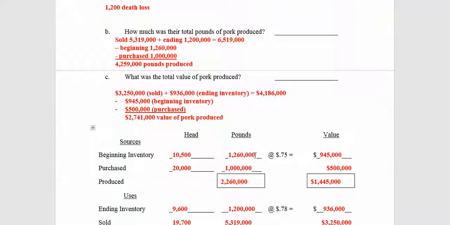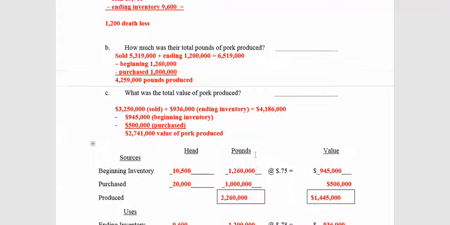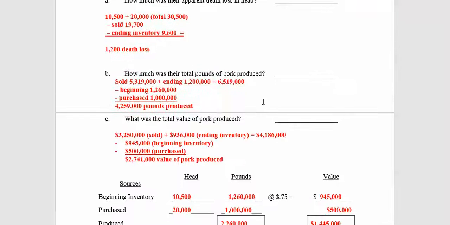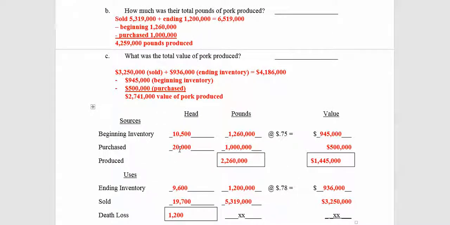So that's a total of 1,260,000 pounds. We then purchased throughout the year at some point, maybe multiple times. In fact, in this case, it would have been 2 separate times we would have purchased 10,000 head of pigs. So a total purchase of 20,000 pigs of an average weight of 50 pounds. So we purchased 20,000 head of hogs. That's 1,000,000 pounds of hogs purchased.